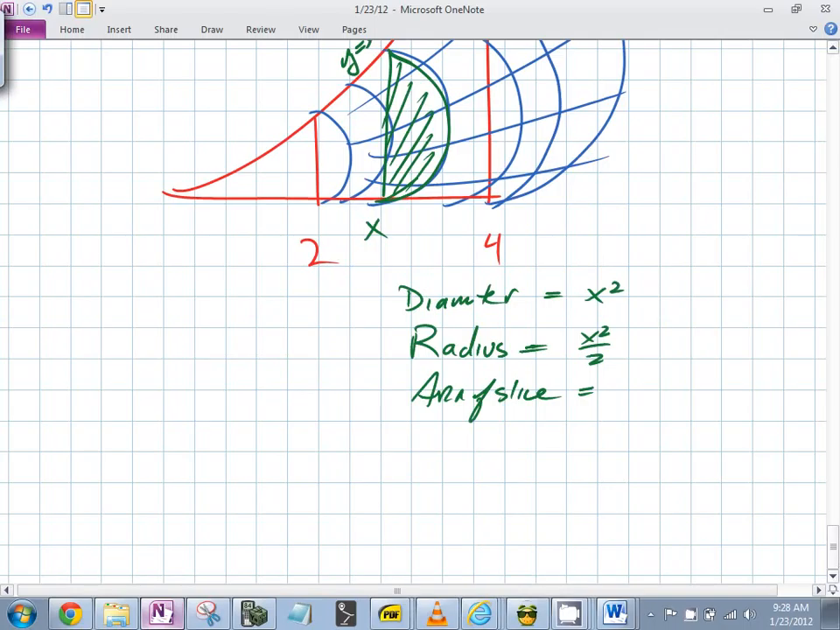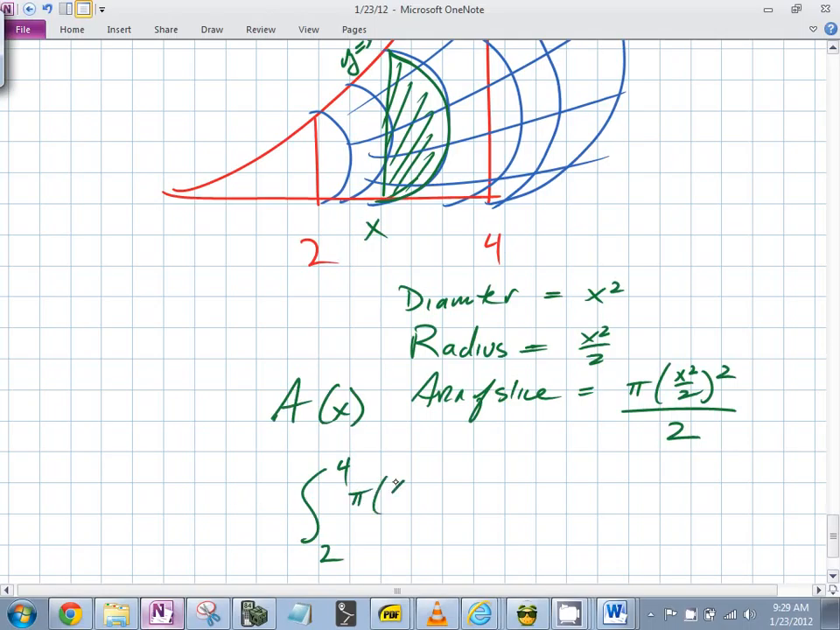Pi times x squared over 2, squared, all over 2. Why is it all over 2? It's half, right? That is the area of one slice. This is the A of x, the area of one slice. What's the width of each slice? dx. So we're integrating from 2 to 4 of pi times x squared over 2 squared, all over 2, times dx. That's it. That's all it is.